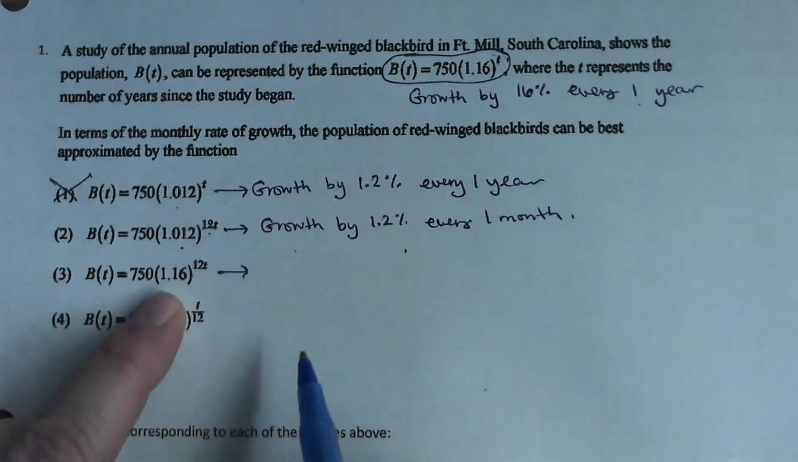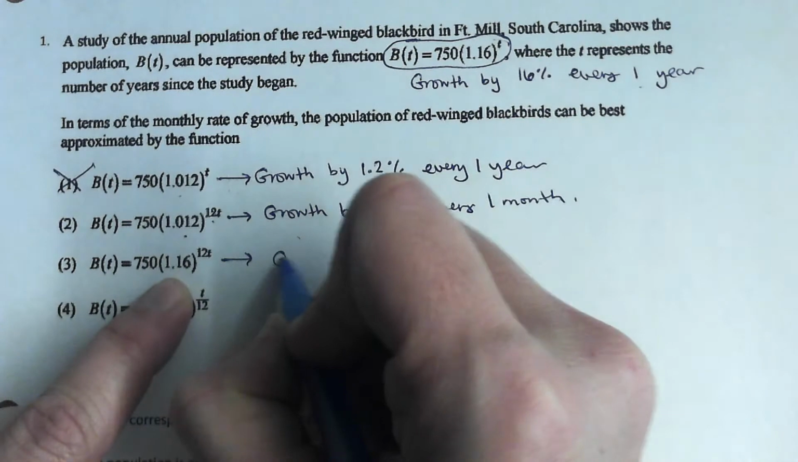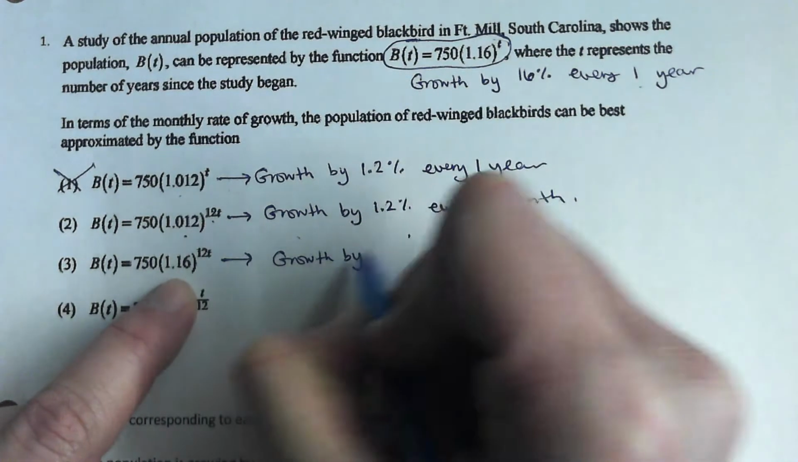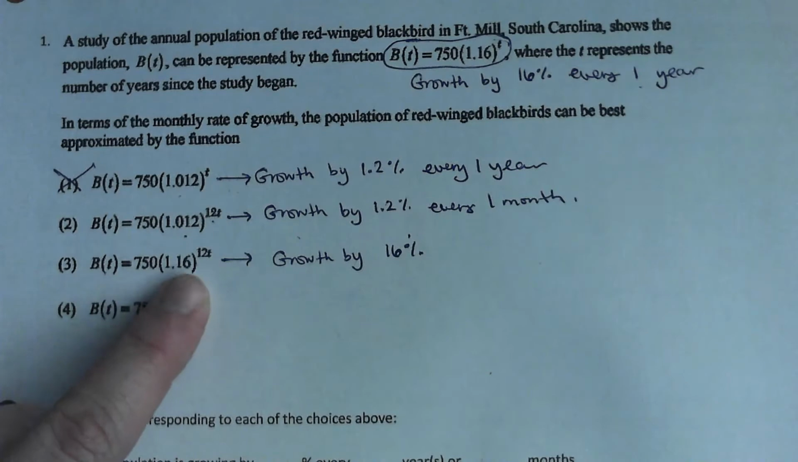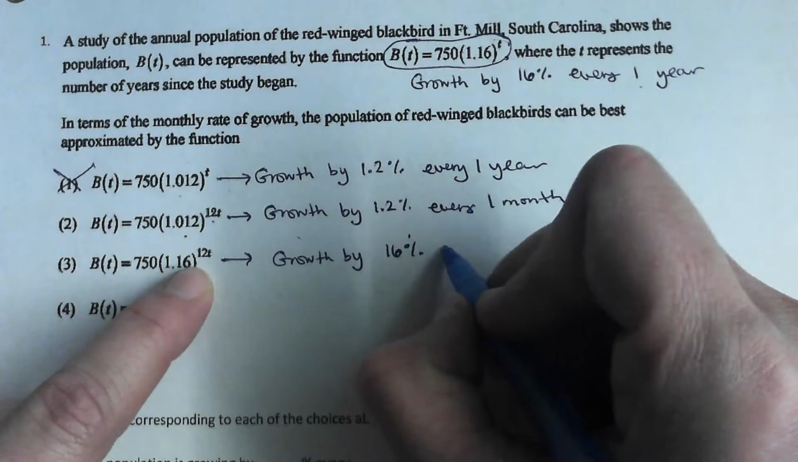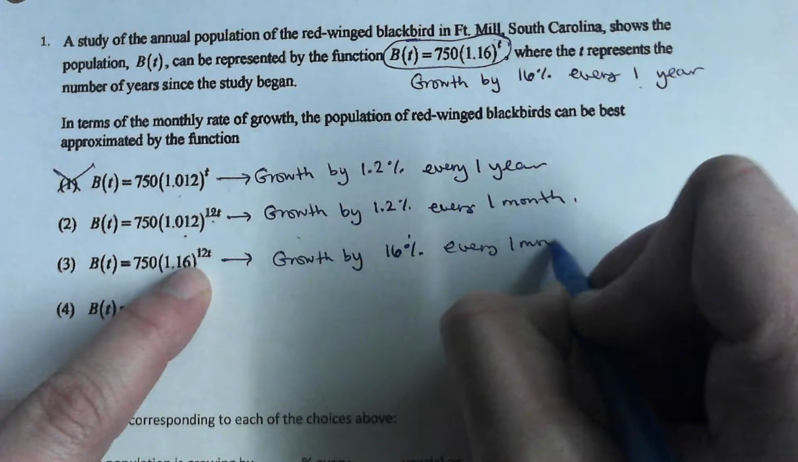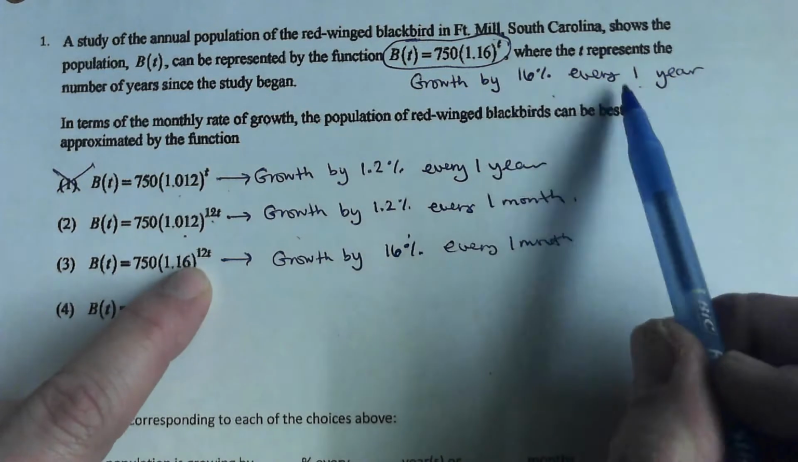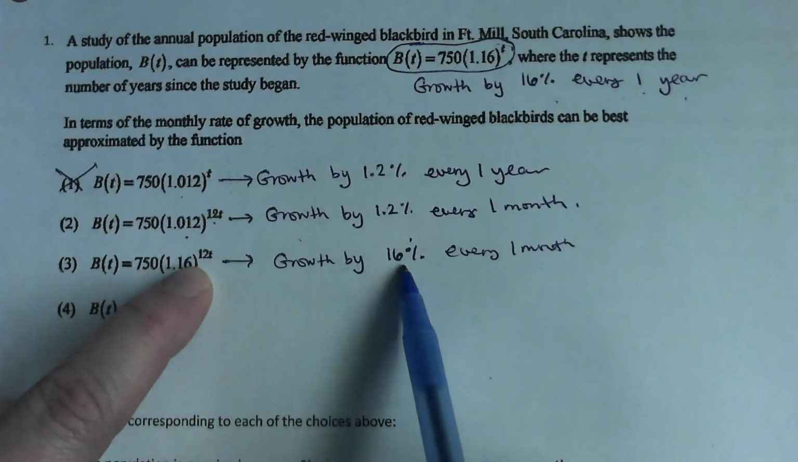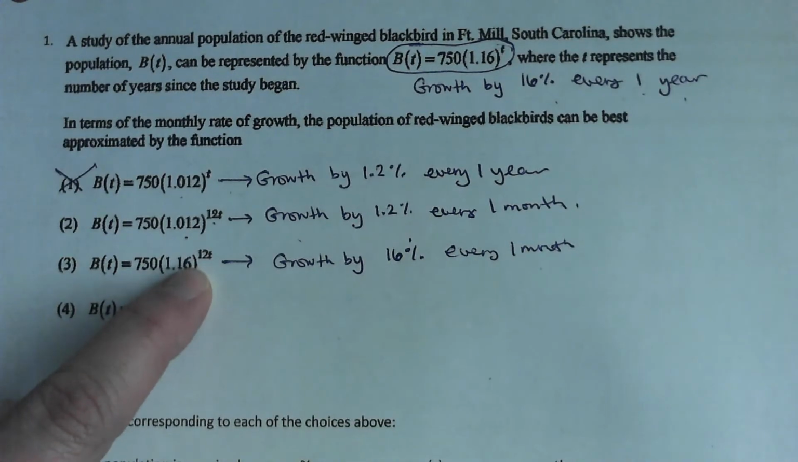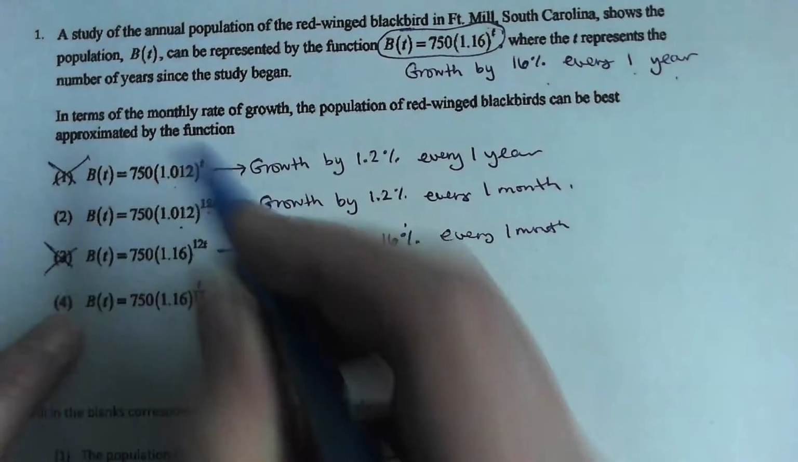This one is growth or decay by 16%, 12 times a year again, right? 12 times a year would indicate, again, every 1 month. Is growing by 16% once a year the same as growing by 16% once a month? Absolutely not. That one's growing much faster.